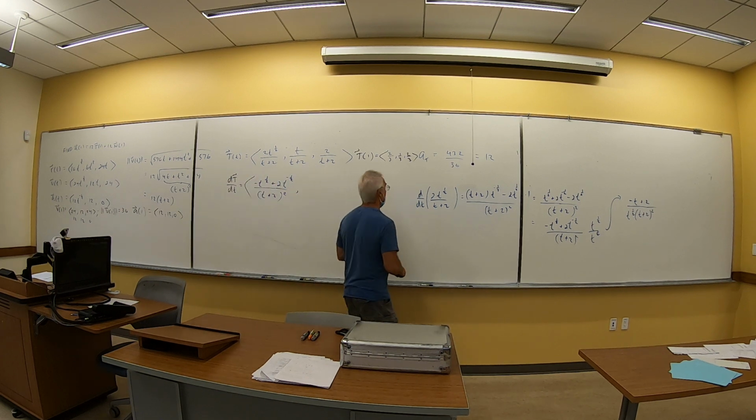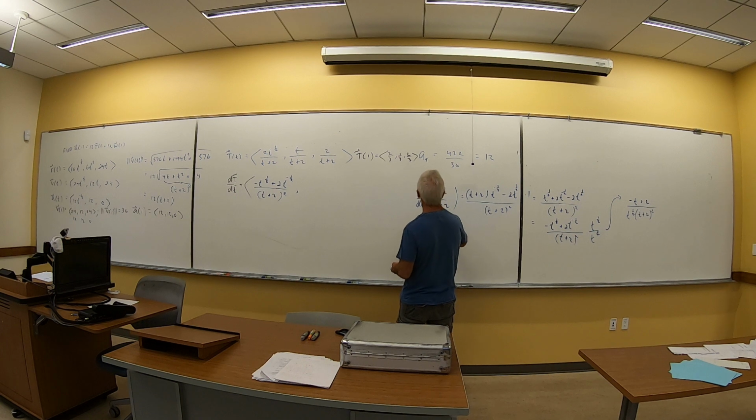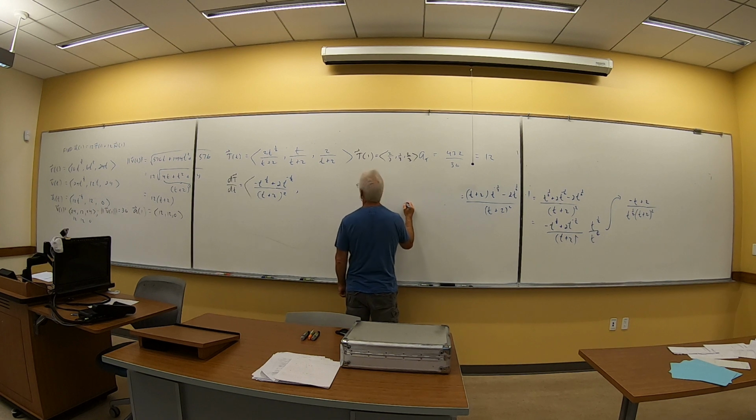Okay, so the next one is what? t over t plus 2. Well, that should be easy. So what's the derivative of t over t plus 2?